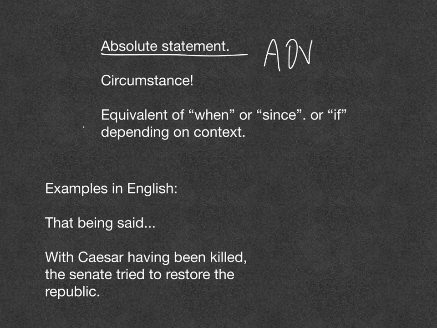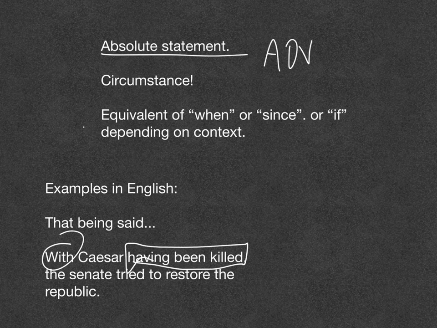And here's an example that you might see as a translation of a Latin sentence: with Caesar having been killed, the Senate tried to restore the Republic. Notice the "with Caesar having been killed." I did it with very specific grammar language. The "with" in there is a hint of what case you're going to see. Obviously, these are called ablative absolutes, so we're seeing an ablative there with the "with." The "having been killed" is another hint to what you're going to see in the Latin, because you see a participle there.